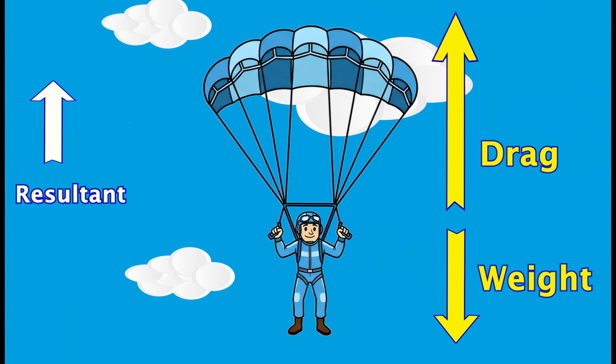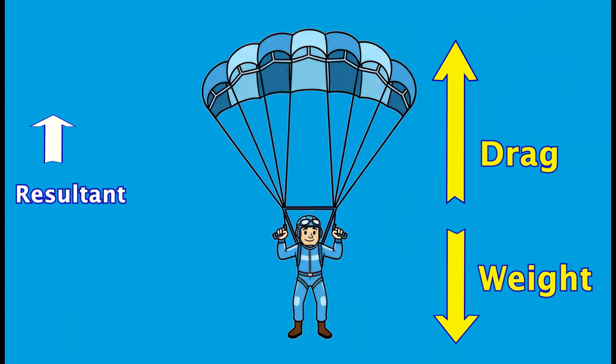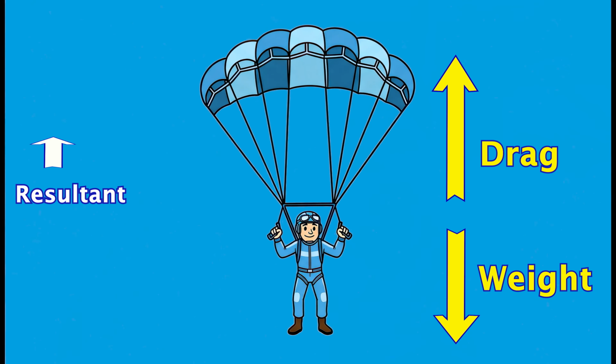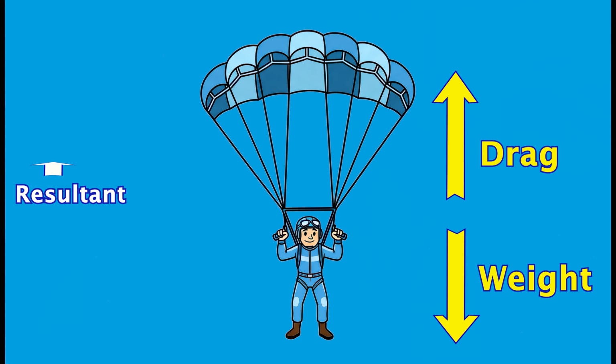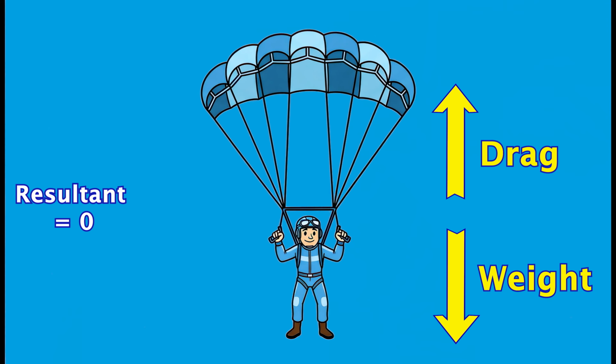As the skydiver slows down, their drag decreases. As their drag decreases, the resultant force decreases, and eventually, when the drag is equal in size to the weight, the resultant force will be zero again, and the forces will be balanced. They're now at a much slower terminal velocity, one that's much safer to hit the ground at.